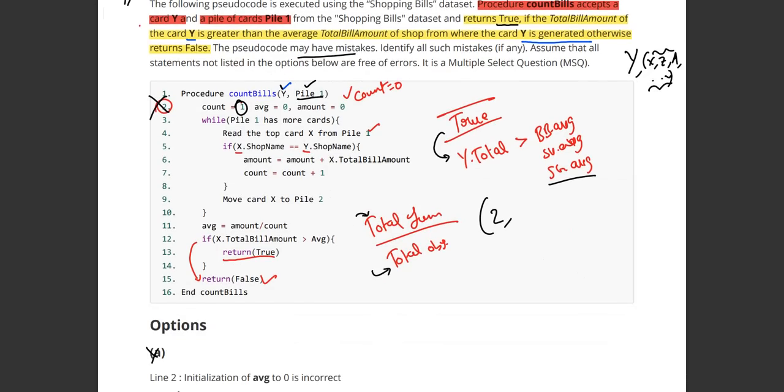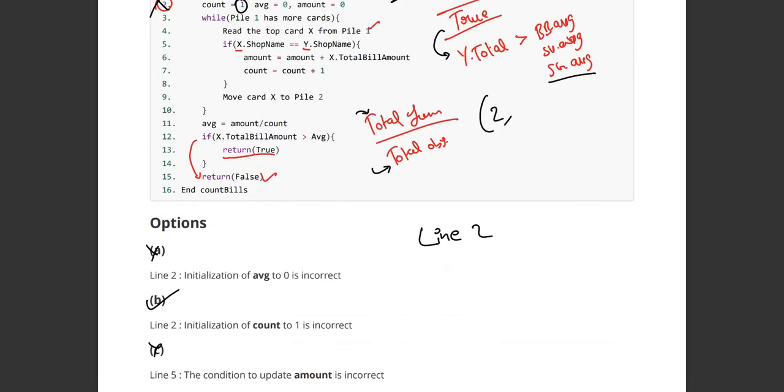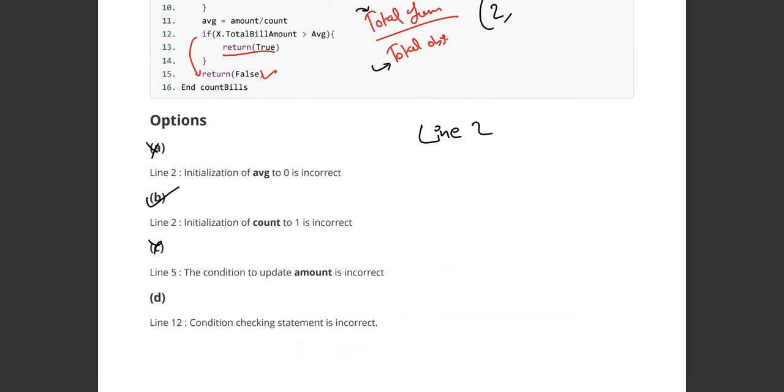If you see line number 2, the count must be initialized to 0, but it was set up with 1. Therefore line 2 is a mistake. Now line 3, line 4, line 5. Line 5, the condition to update amount is incorrect.